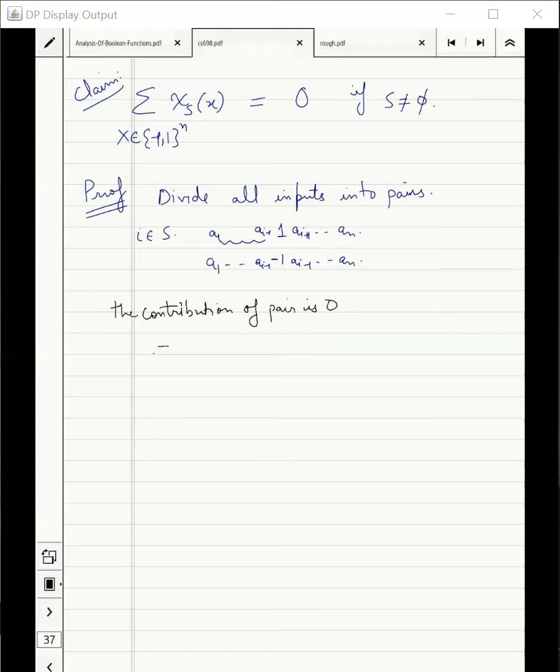Implying that my complete summation is 0. Does that make sense? Is this proof clear? Okay, raise your hand if this proof is not clear. Okay, good.